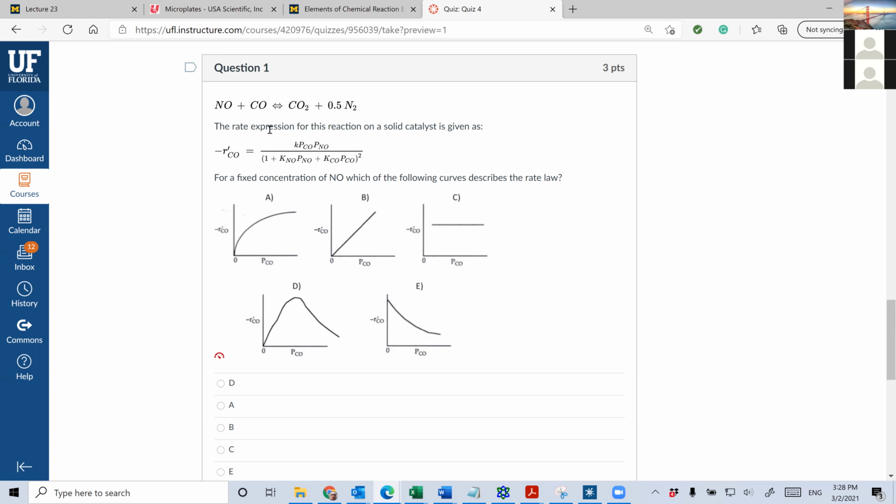This is just looking at essentially... Yeah, I just wanted you to look at this and realize how the denominator is changing with increasing concentration of carbon monoxide.